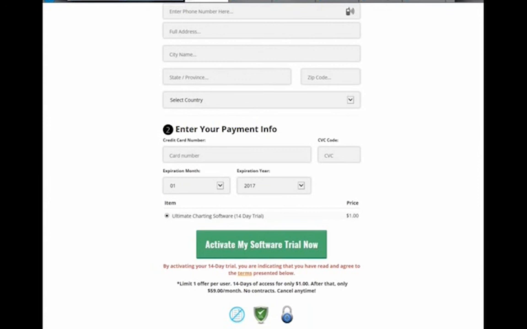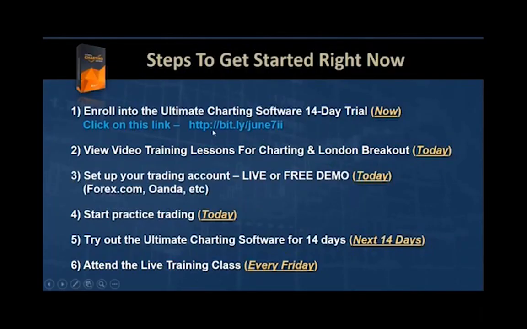Now, here's what's going to happen. You'll get locked in. As part of this trial, you'll probably receive one email letting you know that you are in fact registered for this trial. You'll probably get another email that's going to give you access to log into the backend portal. I'll go over that here in just a second. But the first step, click on that link, register for the Ultimate Charting Software trial. 14 days, go ahead and take it for a test drive, see if this is even for you.